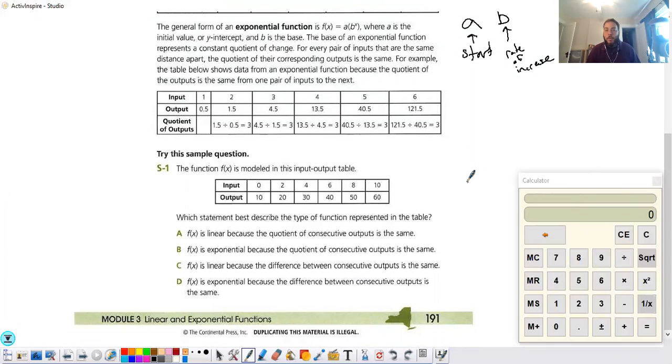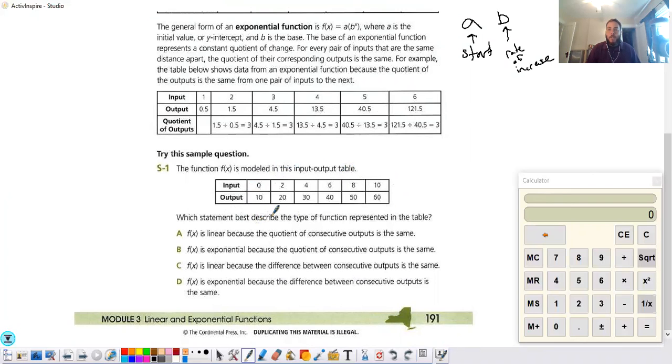The first thing we have to notice here is the inputs. Do the inputs go by a constant amount? Here we're going from 0 to 2, so we're counting by 2. Let's see if that continues. From 2, we add 2, we get to 4, and 6, 8, 10. So we are counting by a constant amount on the top.